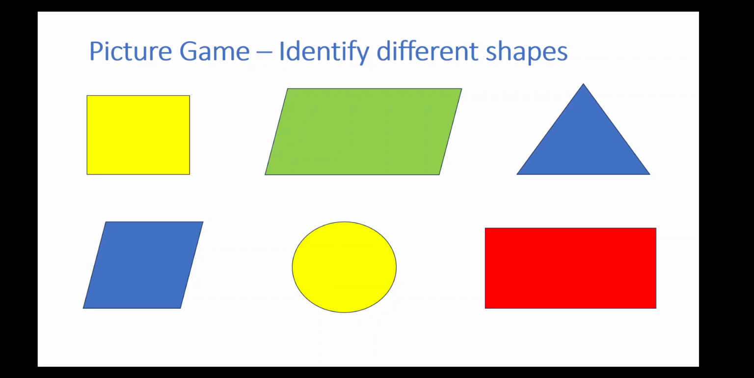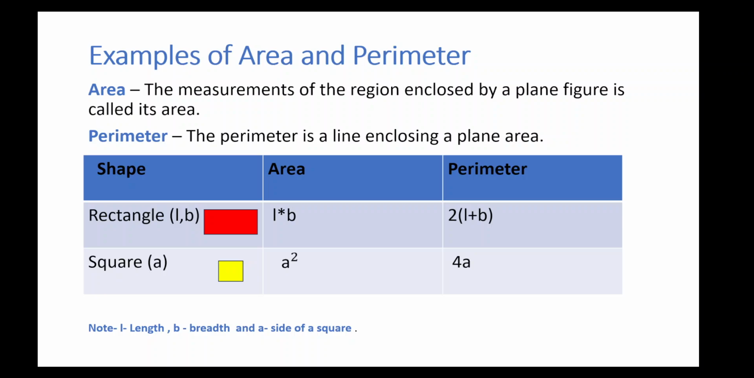Picture game. Let us identify what the shapes are here. First one, square. Second one, parallelogram. Third one, triangle. Fourth one, rhombus. Fifth one, circle. Sixth one, rectangle.